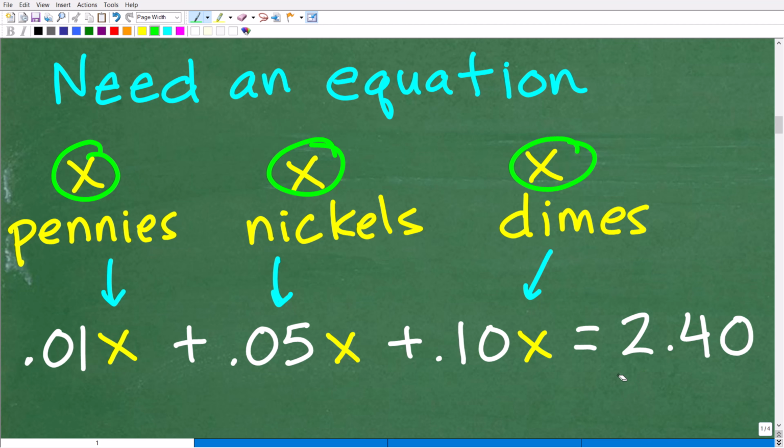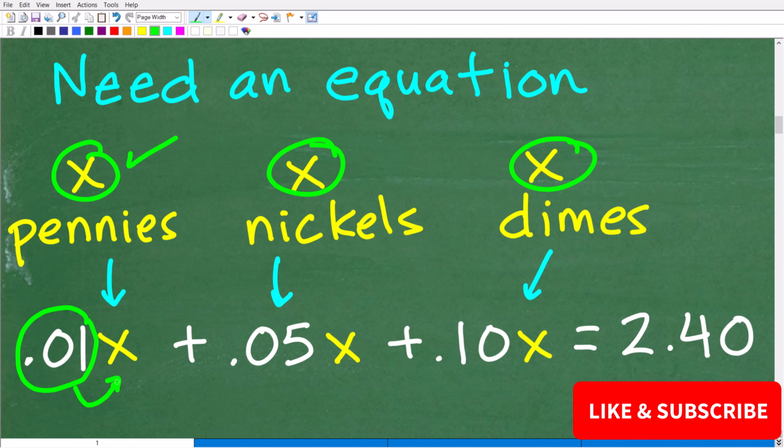All right, so now at this point, we're going to set up an equation. You can see here I have mine set up, but we need to understand why this is a good equation. Let me go ahead and explain this right now. If we have a certain amount of pennies, how much do we have in terms of value? How much money do we have with X amount of pennies? Well, we're going to take that 0.01, that 1 cent, and multiply it by how many pennies we have. How much money do we have with nickels?